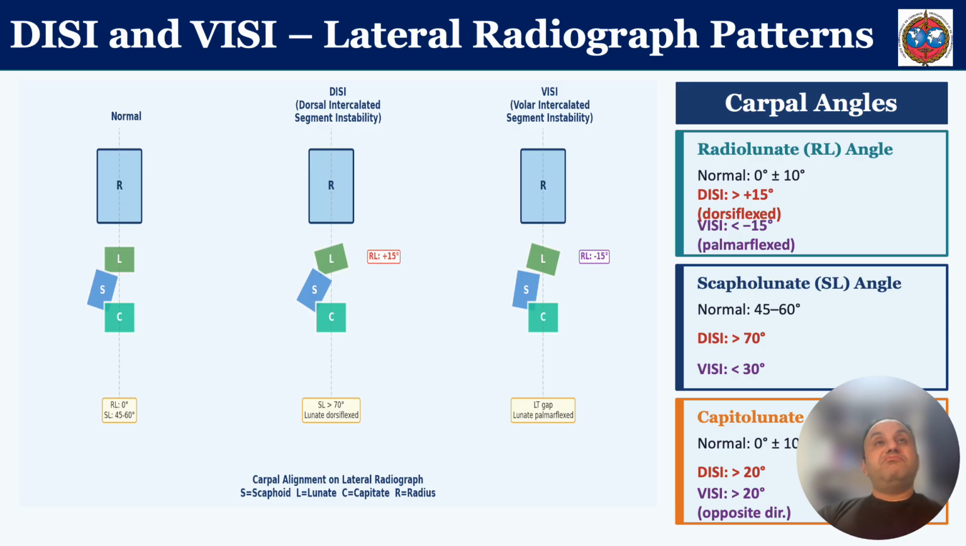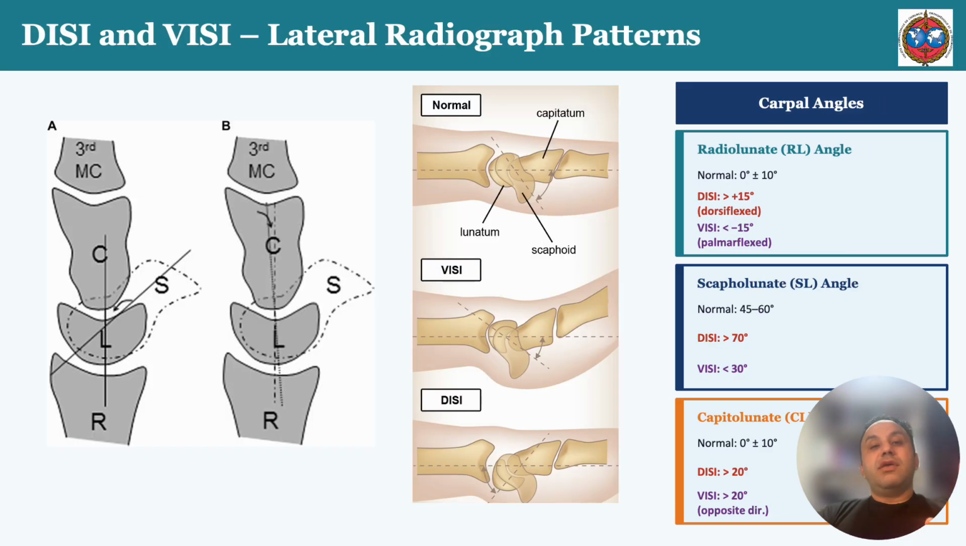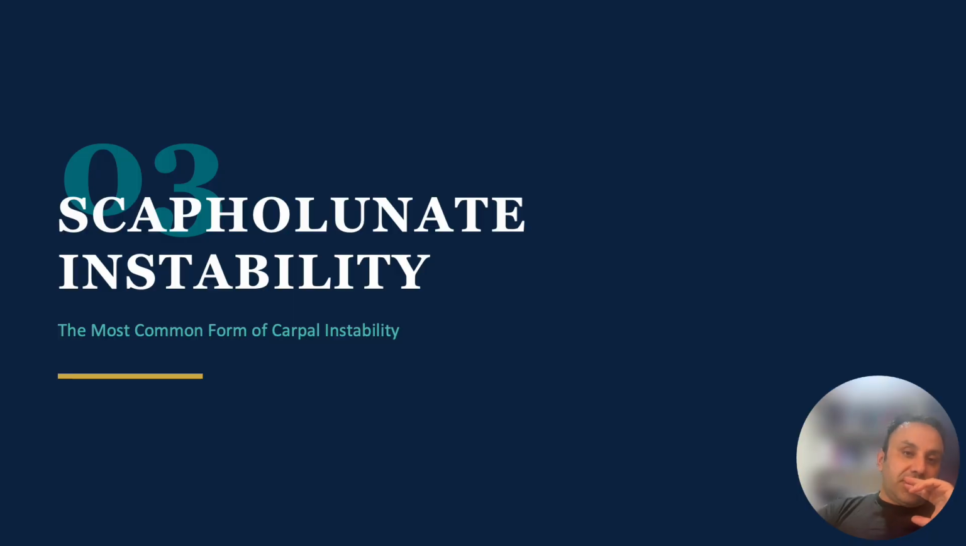And whenever you have these patients, we measure the carpal height ratio. You can see Terry Thomas sign and signet ring sign, which we will come to. And as you can see here, normally the radius, lunate, capitate, and third metacarpal are in a collinear straight line with scapholunate angle of 45 to 60 degrees and radiolunate angle from 0 to plus or minus 10.